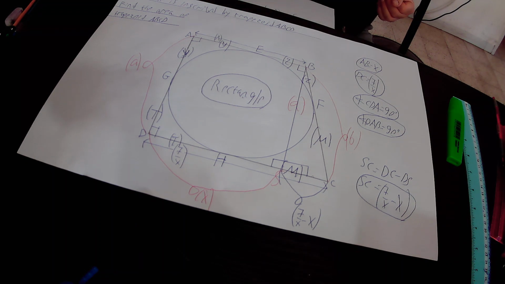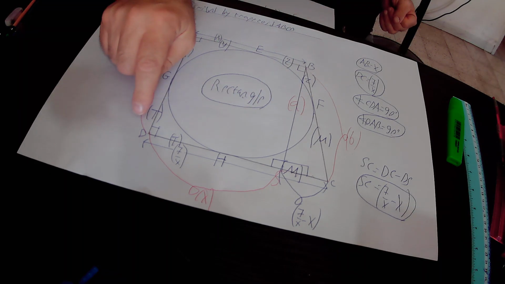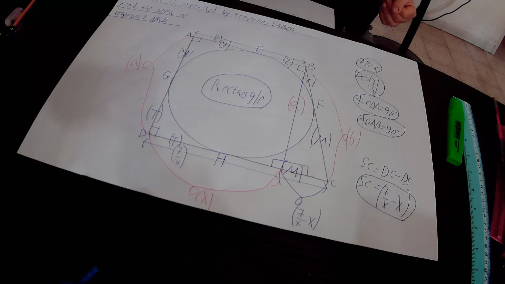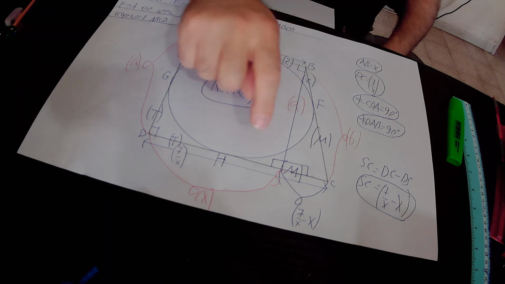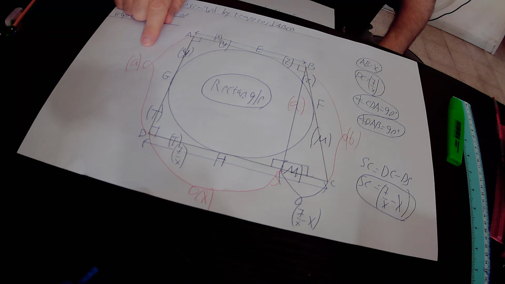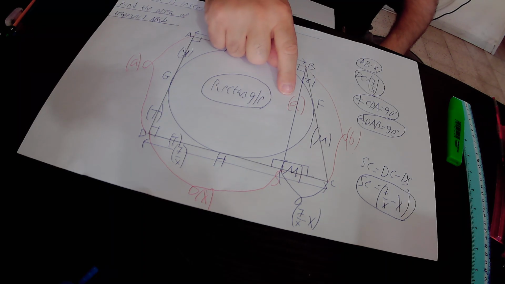But you also know that the opposite sides of a rectangle are equal to each other. So in rectangle ABSD, side AB must be equal to the opposite side DS. But AB equals X, therefore DS must also be equal to X. Likewise, according to the same rule, in the same rectangle ABSD, side AD must be equal to the opposite side BS. But AD equals A, therefore BS must also be equal to A.